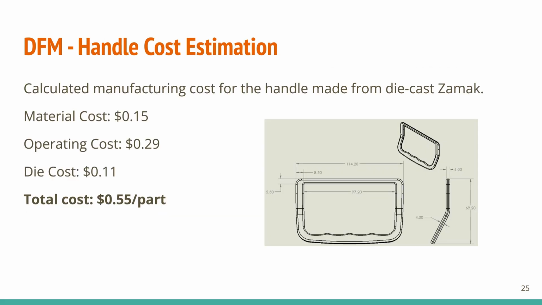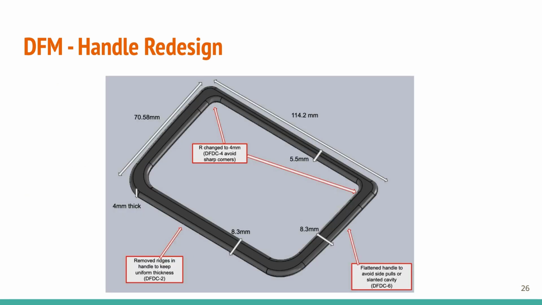The second part that we redesigned with DfM analysis was the handle of the grill. The handle is die cast, and Zamak was chosen as the material. For the original part, the material cost was 15 cents, the operating cost was 29 cents, and the die cost was 11 cents, for a total cost per part of 55 cents. We redesigned this part by implementing DFDC rules. We eliminated sharp corners using DFDC2, we maintained uniform part thickness by removing ridges in the handle using DFDC4, and we eliminated side pulls using DFDC6.